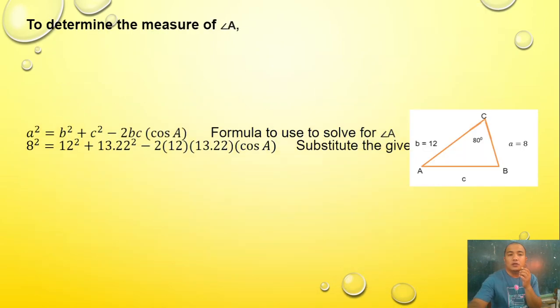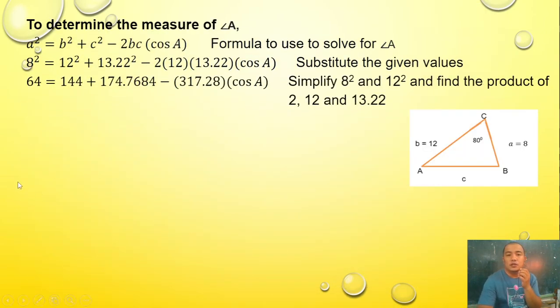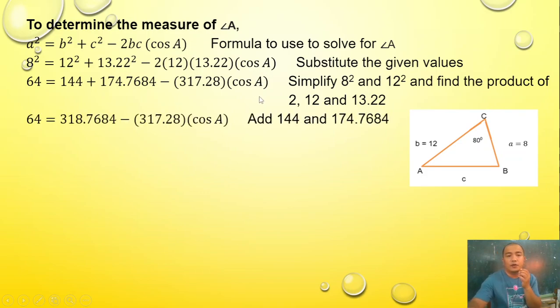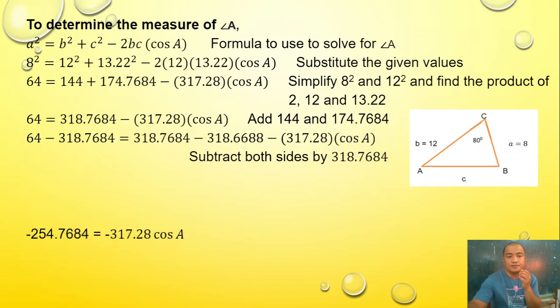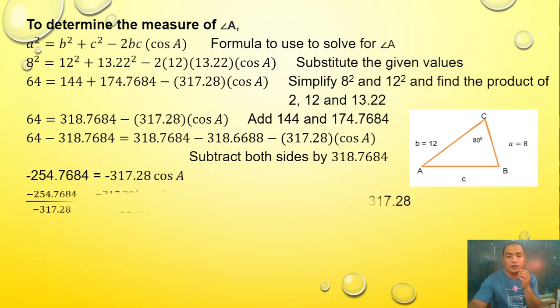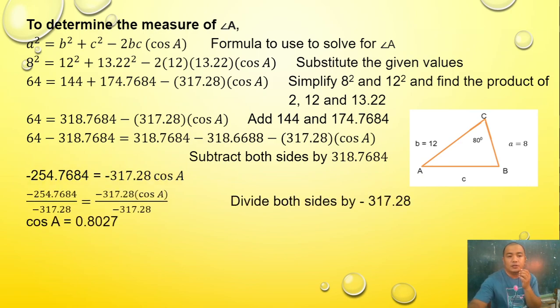Okay, how about the angles? Still, if we solve for the measure of an angle, we can use A squared equals B squared plus C squared minus 2BC times cosine A. Substitute, and from there you can solve for the measure of angle A. Subtract, divide both sides. Yan.